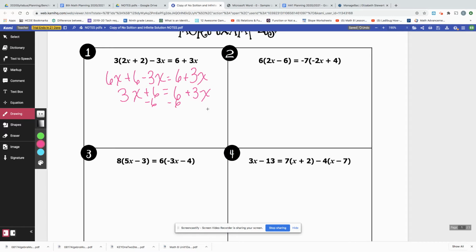Subtract 6 from both sides. I'm left with 3x. Subtract 3x from both sides. Keep doing additive inverse. 0 equals 0. Therefore, this one is infinite solutions.